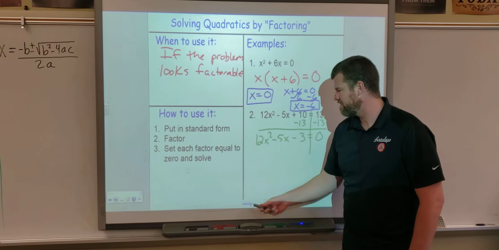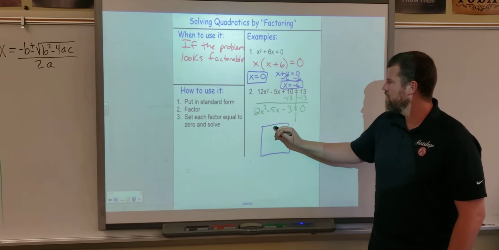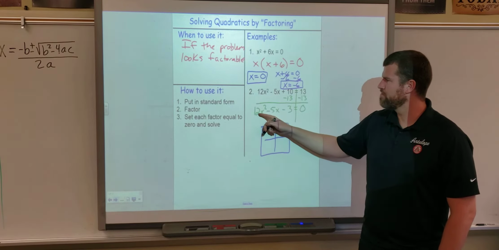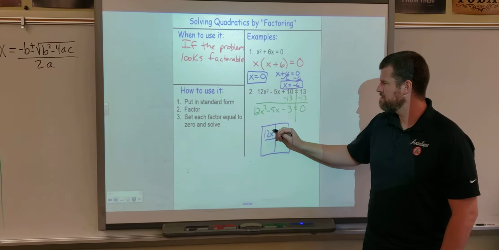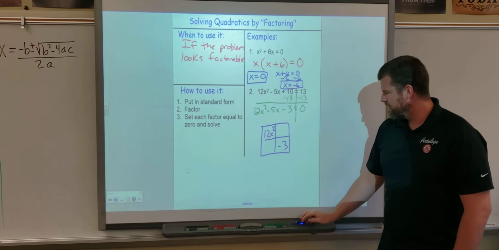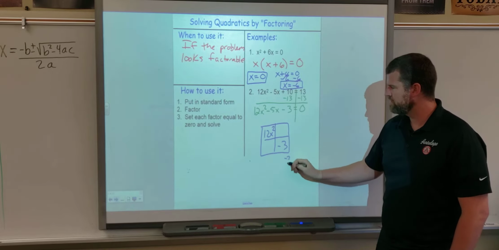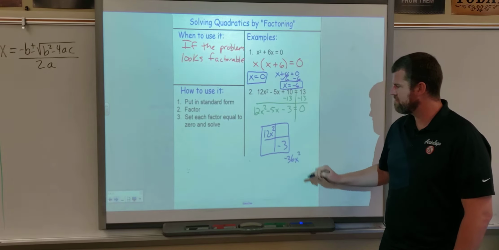And it's been a little while since we've done the box, so this will hopefully be a good review for you. We remember that our first term goes in the first box. Our last term goes in the last box. And then we need to multiply those 2 boxes together, which is negative 36x squared.